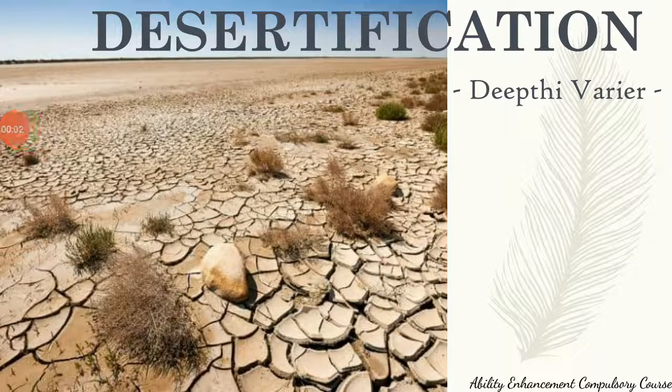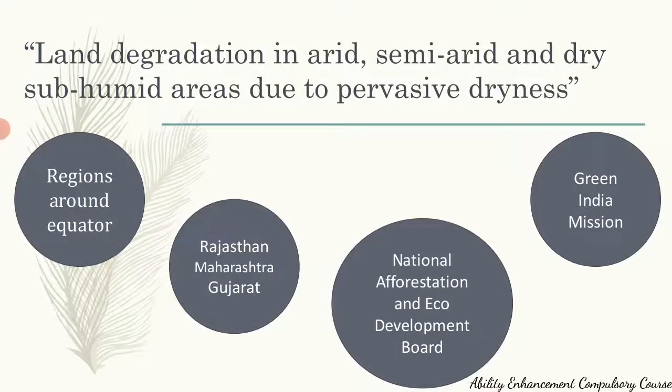Hello, viewers. Welcome to today's lecture on one of the major global environmental problems which has attracted the attention of environmentalists, policymakers, the public, and NGOs, and that problem is desertification. Now, desertification is land degradation, which is happening in arid, semi-arid, and dry subhumid areas. And this is mainly due to pervasive dryness, that is, never-ending dryness.